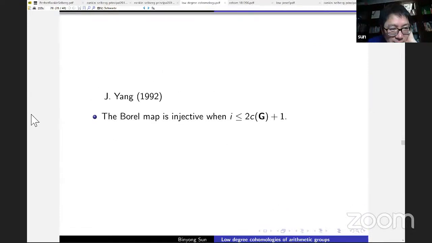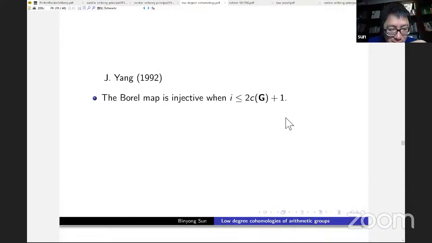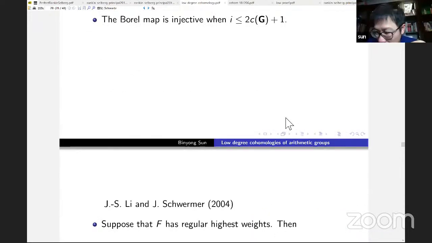And he improved Borel's bound. He showed that the Borel map is injective when I is less than or equal to 2cG plus 1. So this bound, of course, is better.